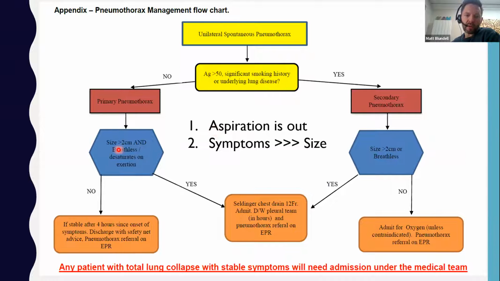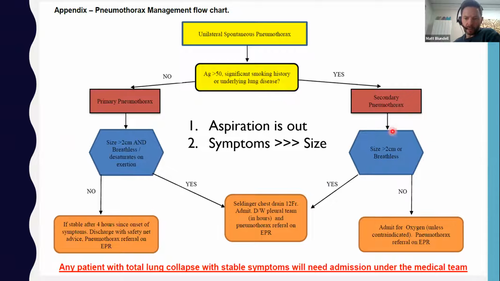So for a primary pneumothorax, it doesn't really matter the size. You have to have a pneumothorax over 2 centimeters, and you have to be breathless, or you have to desaturate on exertion. So if your saturation is down to less than 94%, if you fulfill that, then you go straight to having a chest drain. If you don't, so even if you've got a large pneumothorax, you're clinically very well, if you've been observed for 4 hours, you're allowed to go home, and then you're referred to a pneumothorax clinic.